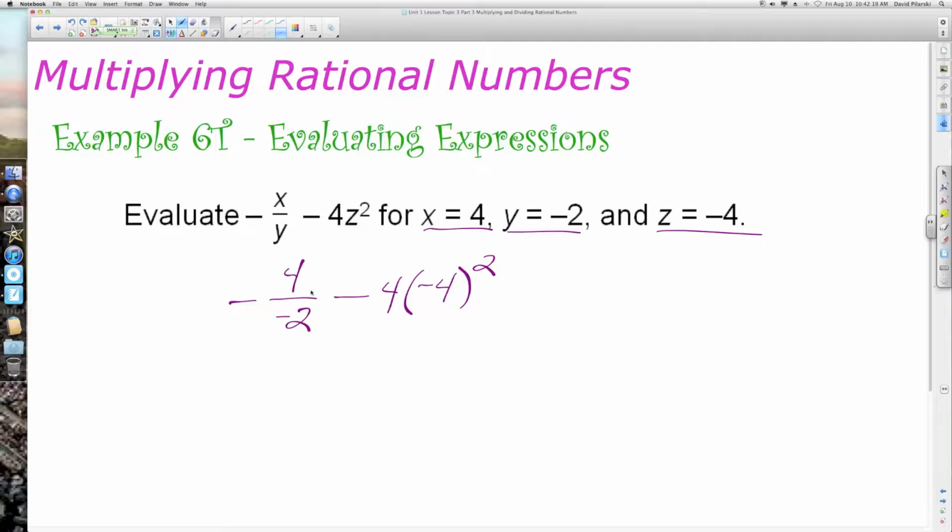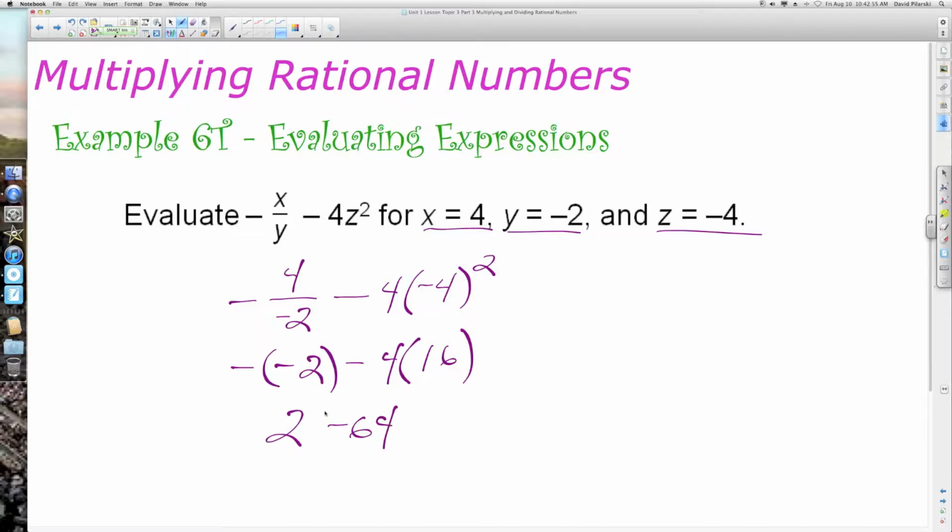We can do this division at the same time we do this exponent because exponents are really just multiplication. So 4 divided by a -2 is -2, and outside that -2 we should bring down that opposite, or that negative sign. Then minus 4 times -4 squared, and -4 times -4 will give us a 16. Continuing to simplify, the opposite of a -2 is a positive 2. -4 times 16 is -64.